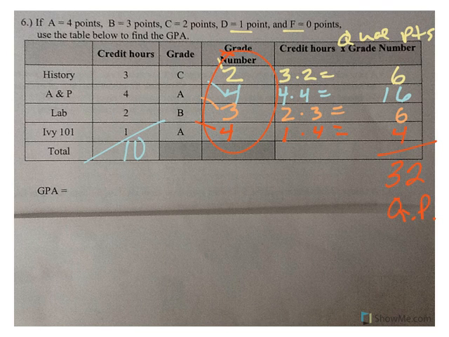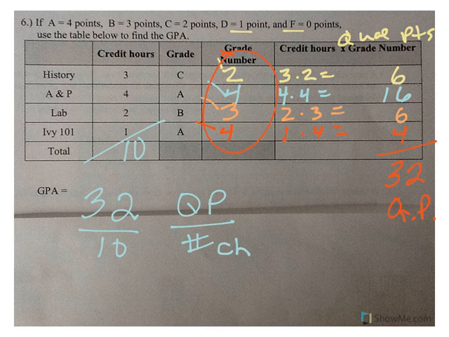Your GPA depends on how many credit hours you take. Earning 32 quality points is going to give you a different GPA whether you took 10 credit hours or 20 credit hours, right? It's very, very different. So your quality points divided by the number of credit hours, which in this case is 10. 32 divided by 10 is a GPA of 3.2, which is pretty solid.